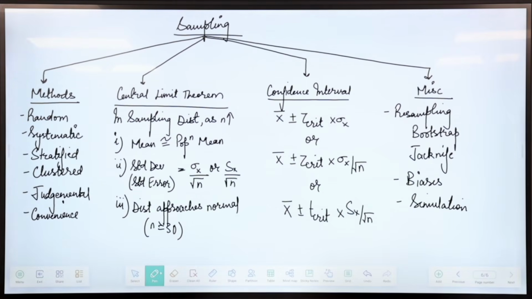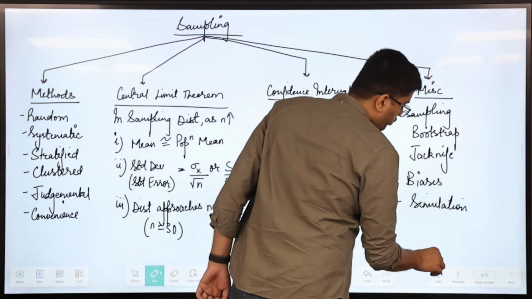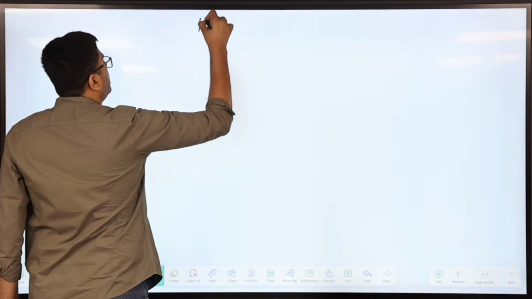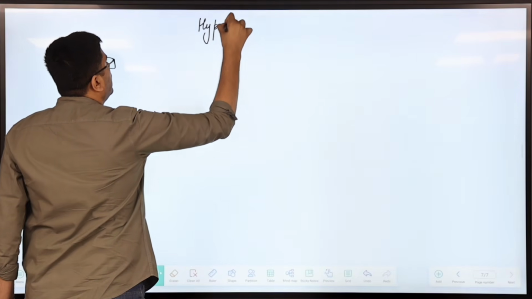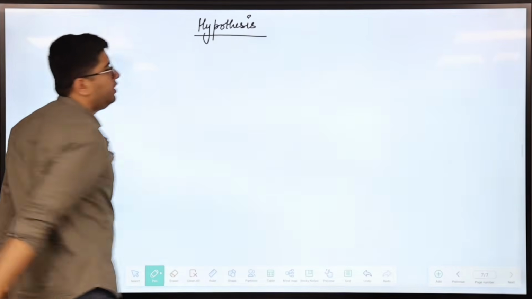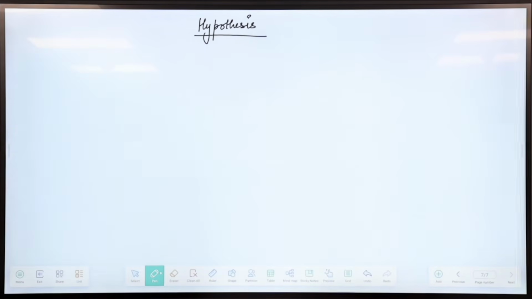All right then. So if there are no doubts, then we are left with 2 mind maps. First is hypothesis.